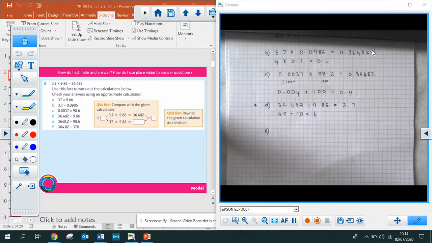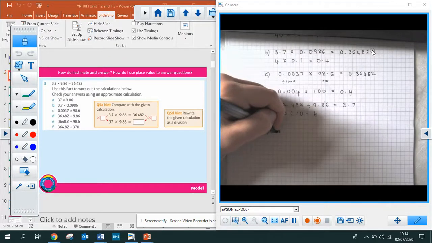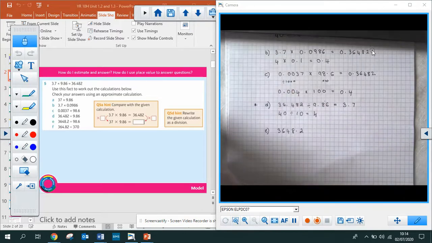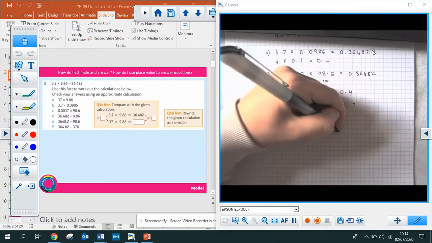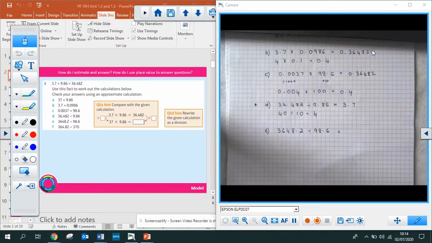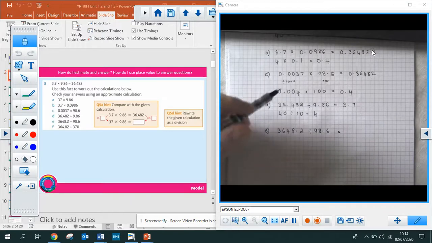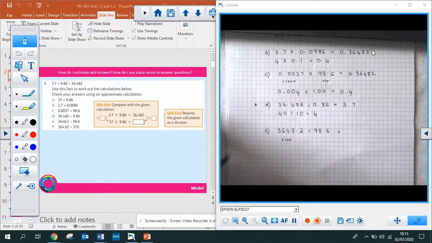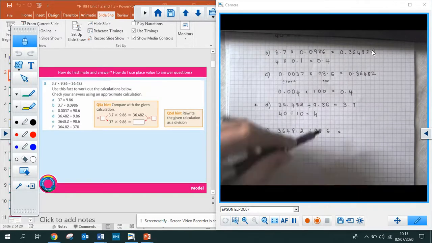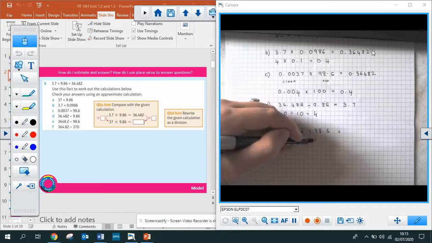Part E, we've got 3,648.2 divided by 98.6. Okay? So what's changed? Well, 3,648.2 is 100 times bigger than my 36.482. So it's 100 times bigger. That's been multiplied by 100. And my 98.6 is 10 times bigger.